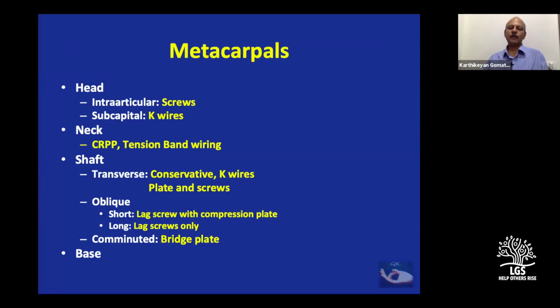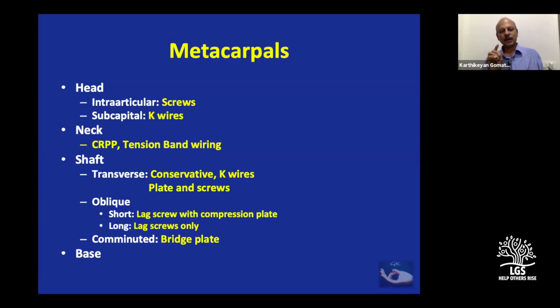So now let us summarize in a single slide what is the management of metacarpal fractures. Of the head, intra-articular fractures, screws; subcapital fractures, you can put in K-wires. So head, intra-articular fractures, screw fixation is ideal. We are talking about the operative management. The neck fractures, you can do either a closed reduction percutaneous pinning or tension band wiring. These are the 2 main operative treatments.